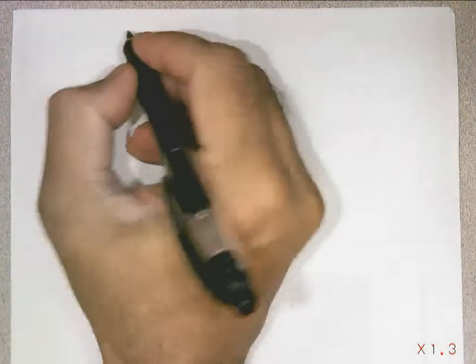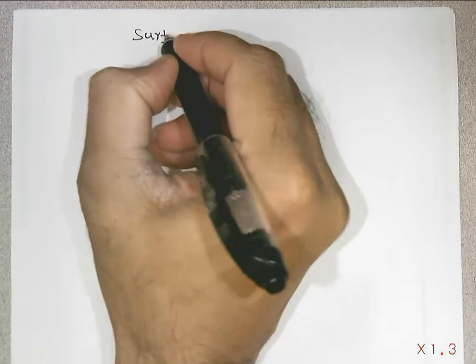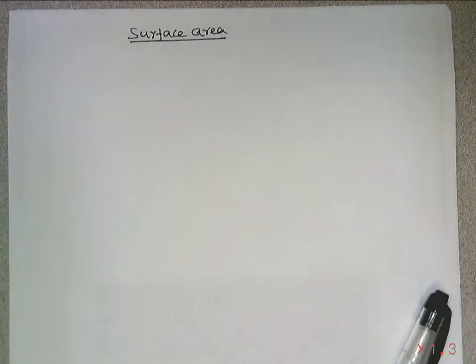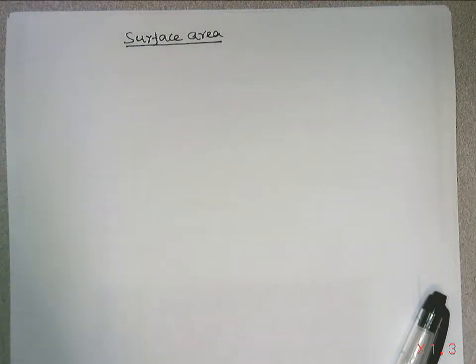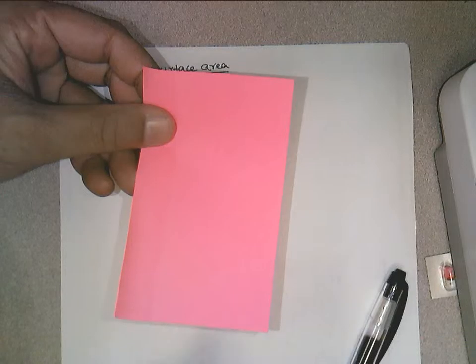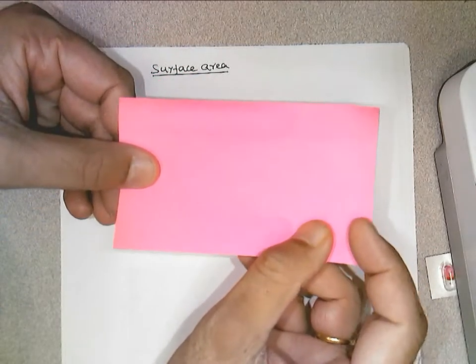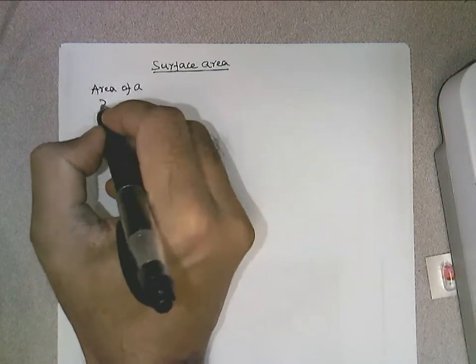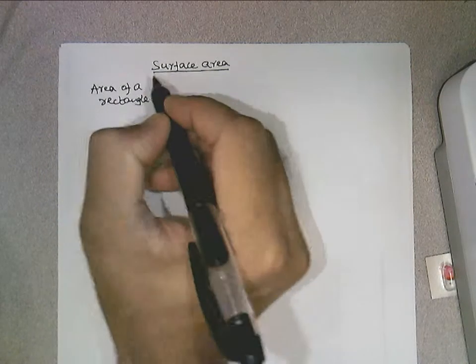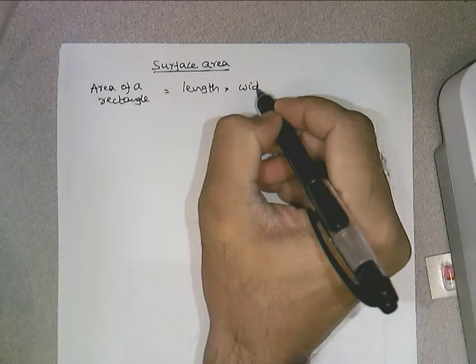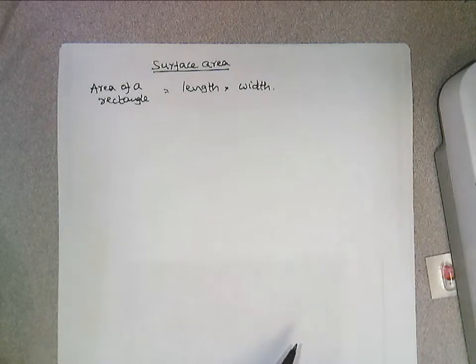Welcome back. When we talk about surface area of a solid, I'm taking a piece of paper. If I ask you to find the area of this one, immediately you'll say that area of a rectangle is the product of a length and its width, that is length times width.